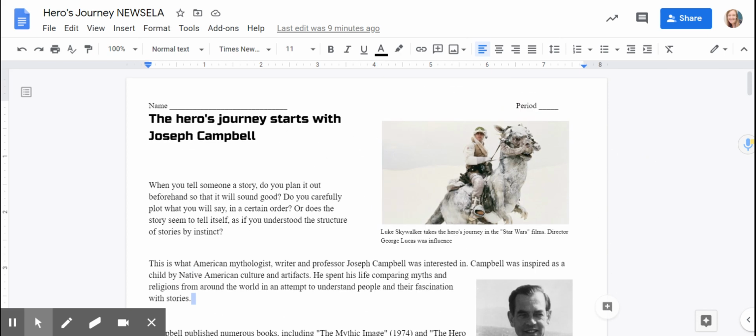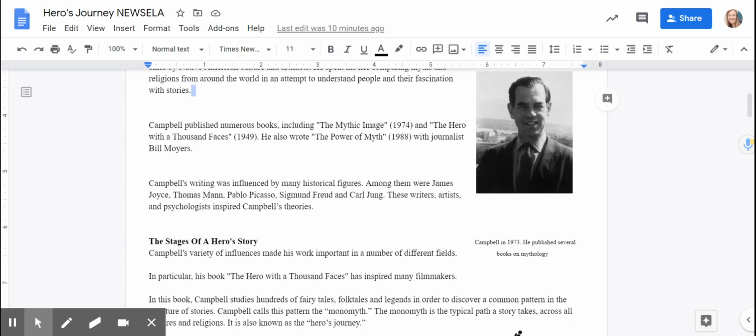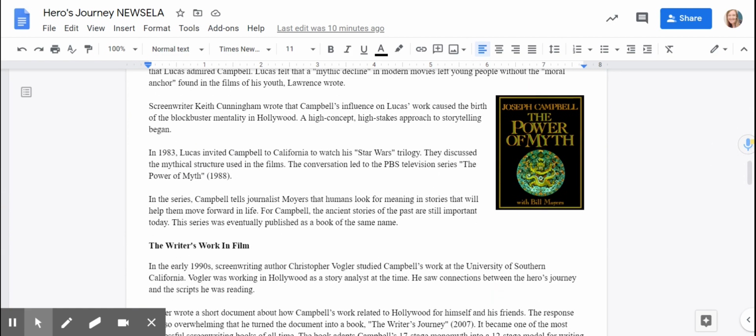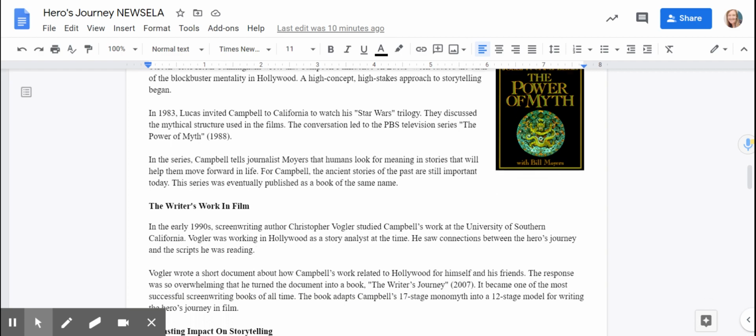Luke Skywalker takes the hero's journey in the Star Wars films. Director George Lucas was influenced by Campbell. In 1973, he published several books on mythology. We have an illustration of Campbell's famous hero's journey story structure. And the book, The Power of Myth, Joseph Campbell with Bill Moyers.